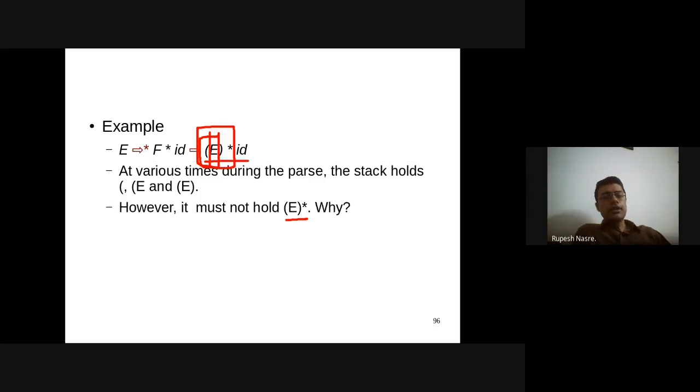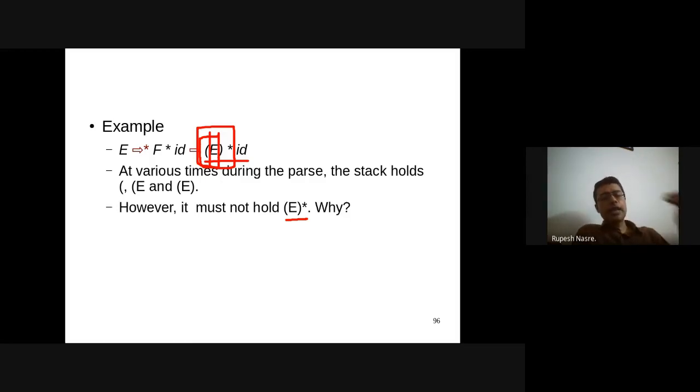Okay. Let me put it this way. On top of the stack, do you ever have parenthesized E followed by star? That is, there are 4 symbols on the stack: opening parenthesis, E, closing parenthesis, and star. Where is this going to appear on top of the stack? This is never going to appear on top of the stack.